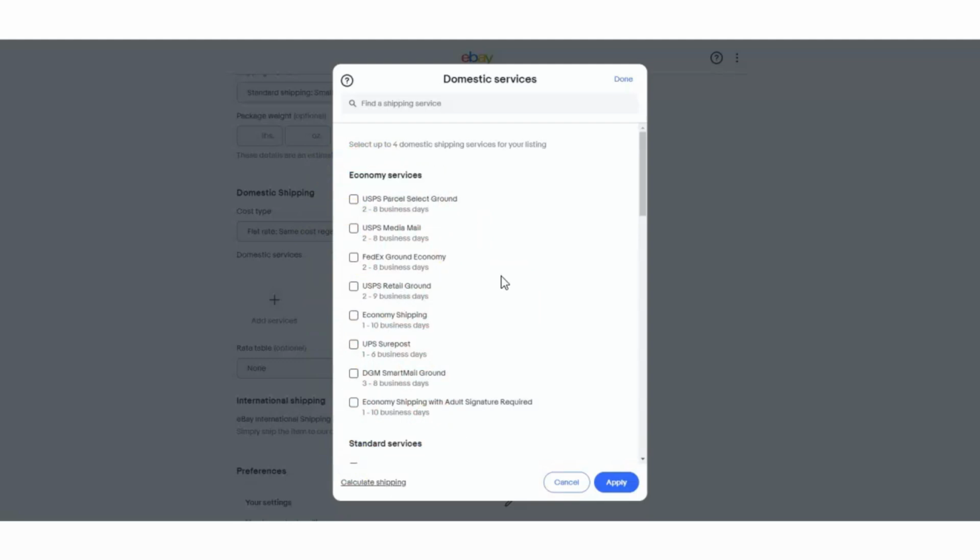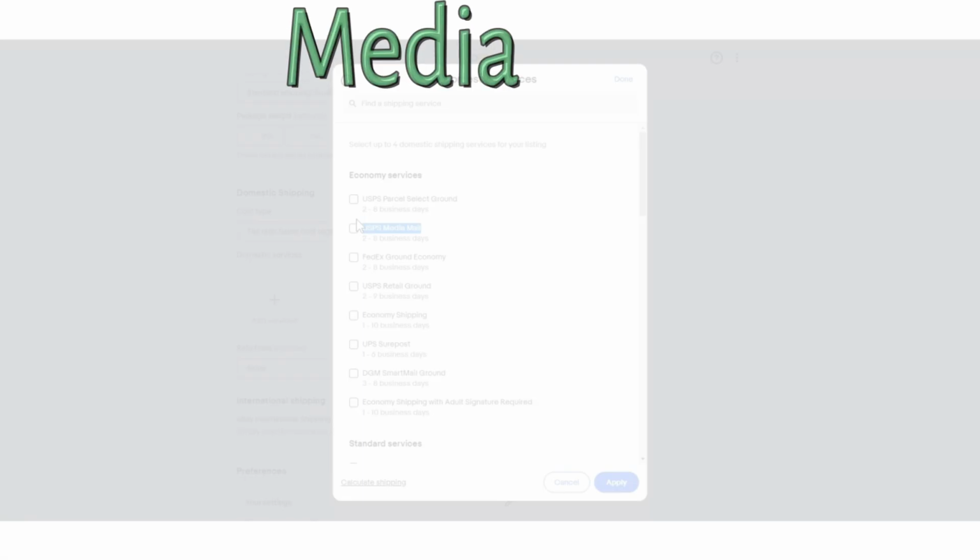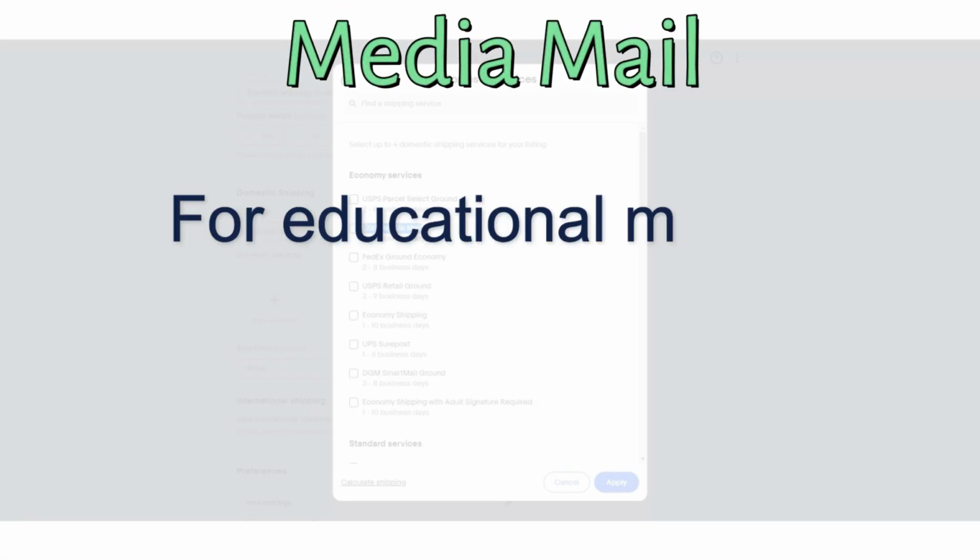And there are 4 different types of USPS services I use. The first one I will use sometimes when I am selling books or DVDs is called Media Mail, and that is found under Economy Services. It is this one right here, USPS Media Mail. This is the one you will use if you're shipping any sort of educational material like books, DVDs, or magazines. This is always going to be your cheapest option if you're shipping something like that.